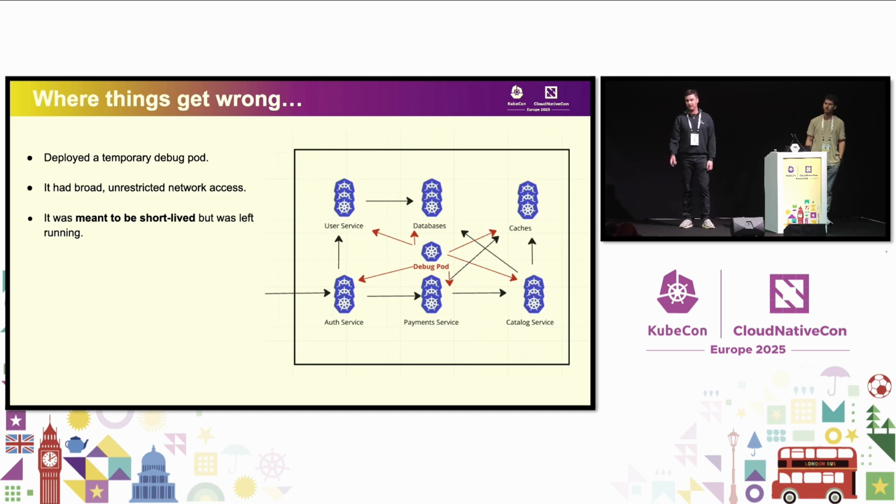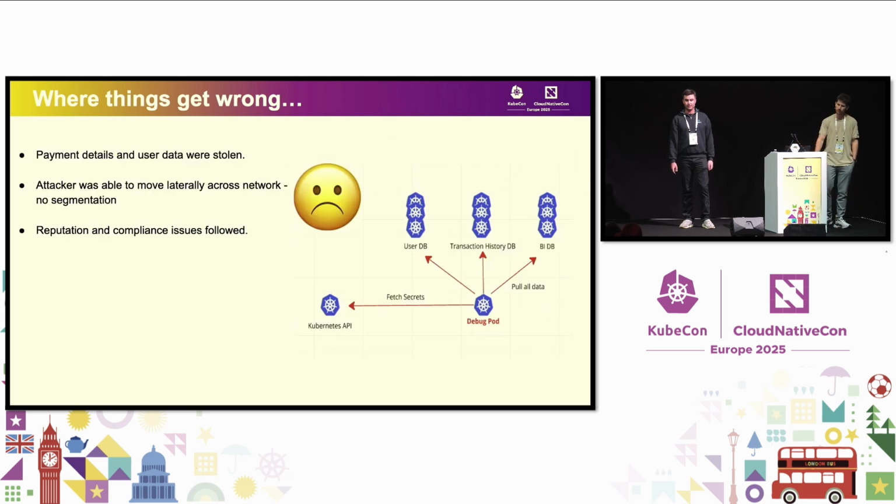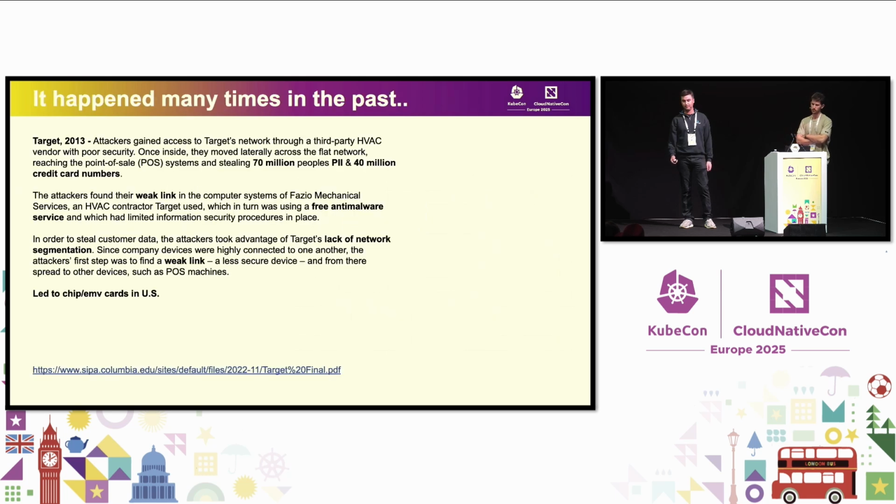So you can see in the graph that the debug pod can access everything in your cluster. That ingress was exposed on the public internet, and you forgot to clean it up. So now suppose someone gets into that debug pod, and they start accessing your user information, payment information, transactions, and the attackers move all over your network because you don't have any segmentation. After this, you have reputation and compliance issues that follow. That was a made-up story, but this has happened many times in the past.